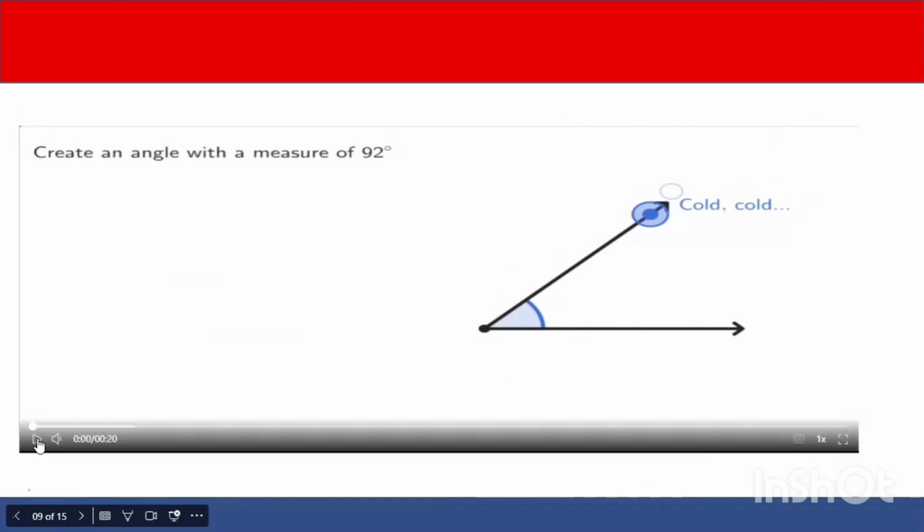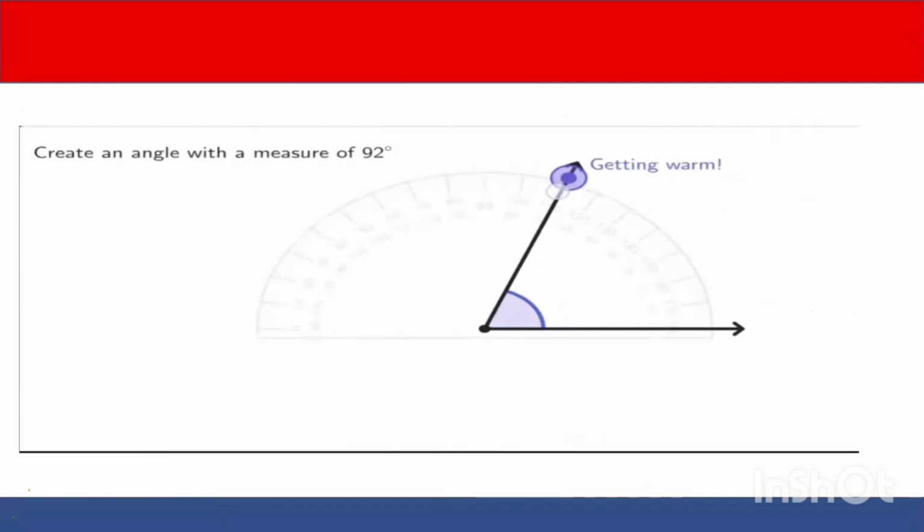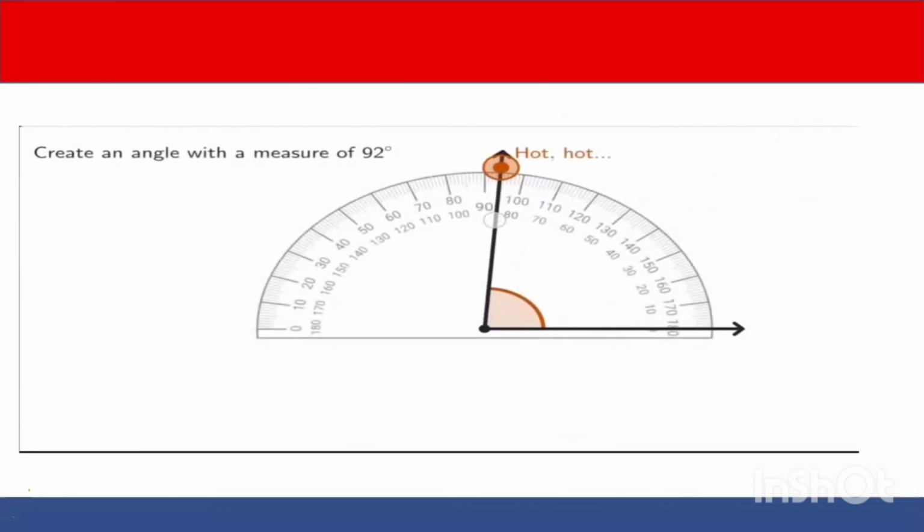Let's see this with the help of the video. Here you can see we are going to make an angle which measures 92 degrees using a protractor. So dragging one ray from the starting point, we are going to draw an angle. So here this angle is made which measures 92 degrees.